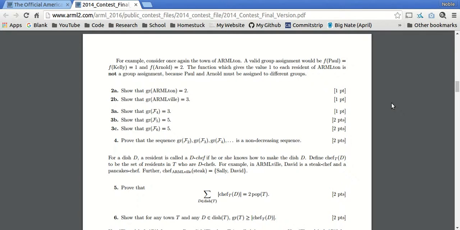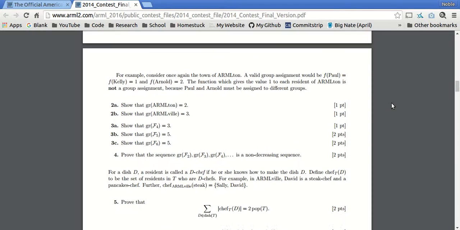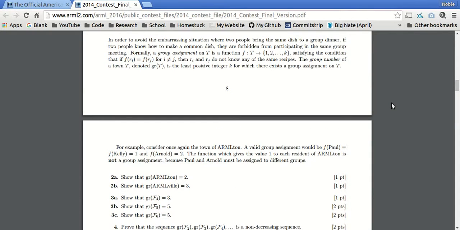So you have to be good at proofs. I think you do proofs in pre-calc. And then you have to group people based off if they don't have the same dish. So you make groups of people. Each person in that group knows how to make different dishes, so no two people in one group can know how to make the same dish. So you have to find the least number of groups of a town.